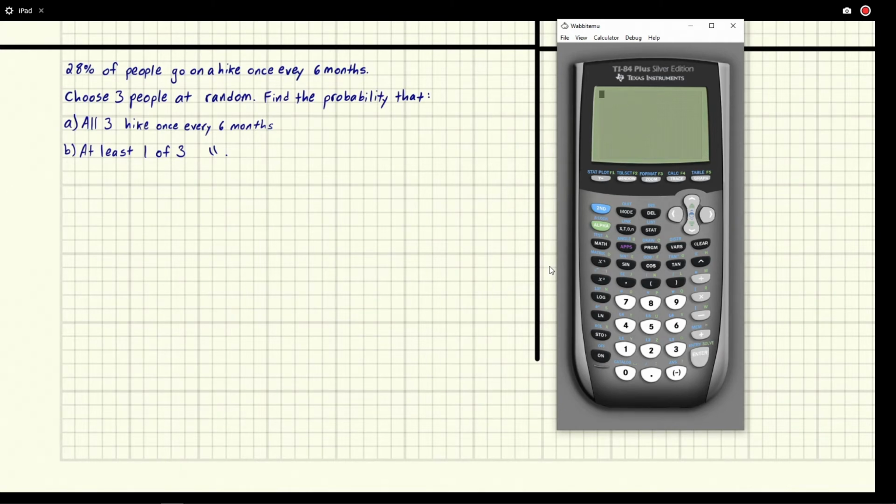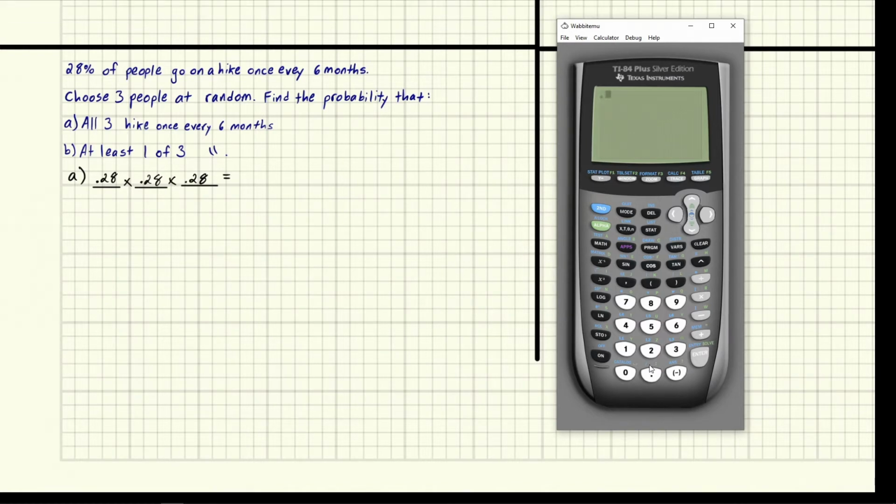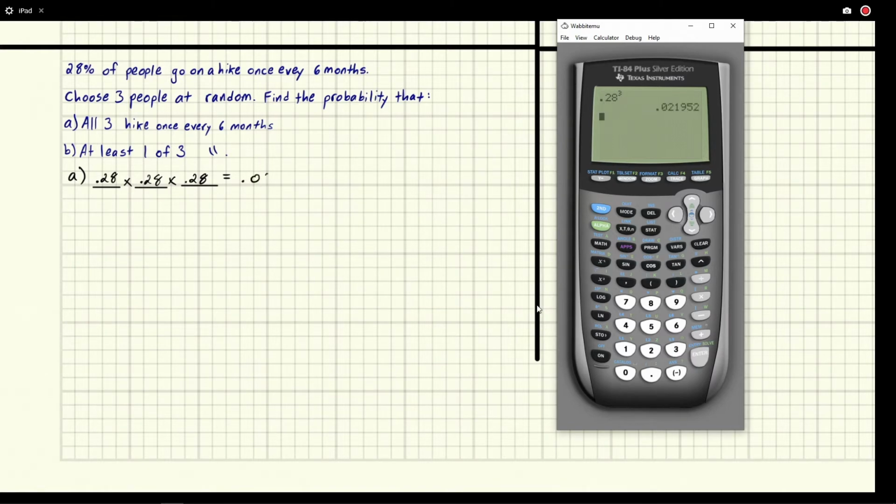Let's go for A. A is pretty straightforward. We've got 3 people, so that's like we have 3 spots: spot 1, spot 2, spot 3, and we're told that the chance that they go on a hike is 28%. So the chance the first person goes on a hike is 28%, the second person is 28%, the third person is 28%. And since they're all hiking, that means the first person hikes and the second and the third, which means to multiply. So that's 0.28 raised to the third, and we get 0.022, rounded to 2 places.